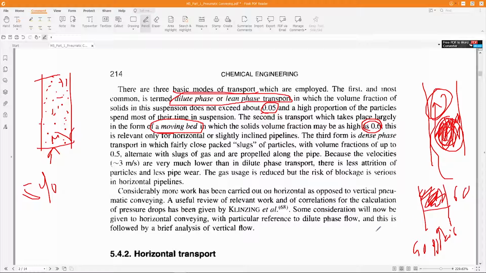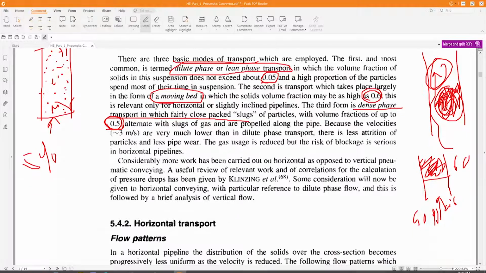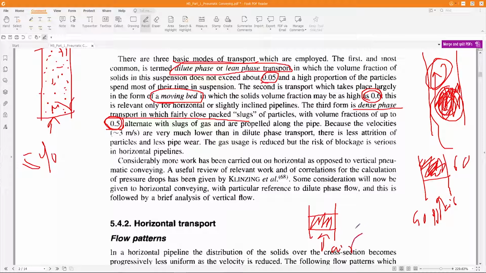And third, we have dense phase transport. In dense phase transport, the volume fraction of the solids is 50% or 0.5, so it is lesser than the moving bed. Here we also have a very large volume fraction of solids. We have air, and the solids will move as a slug.